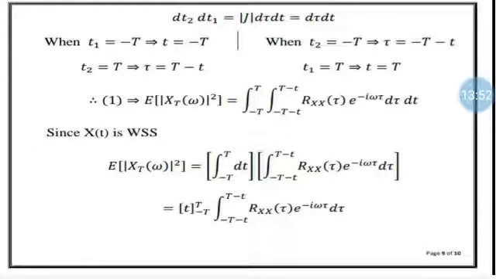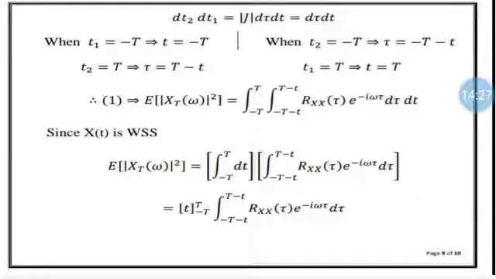dt2 dt1 equals the modulus of the Jacobian into d tau dt, and the Jacobian value is 1. Therefore, d tau dt. When t1 equal to minus T, this implies t equal to minus T. t2 equal to T, which implies tau equal to capital T minus small t. When t2 equal to minus T, which implies tau equal to minus T minus t. t1 equal to T, which implies t equal to capital T.